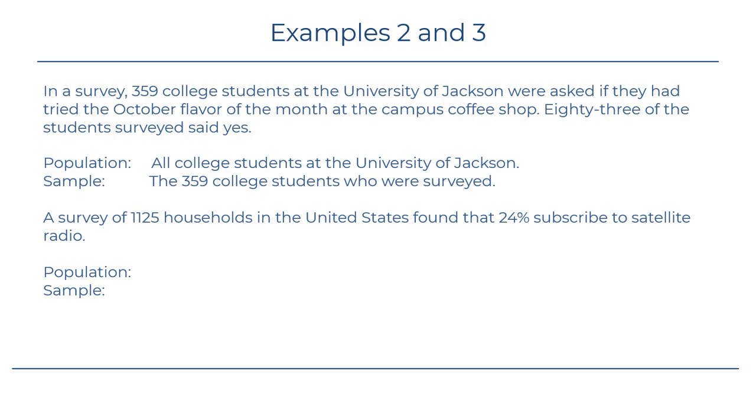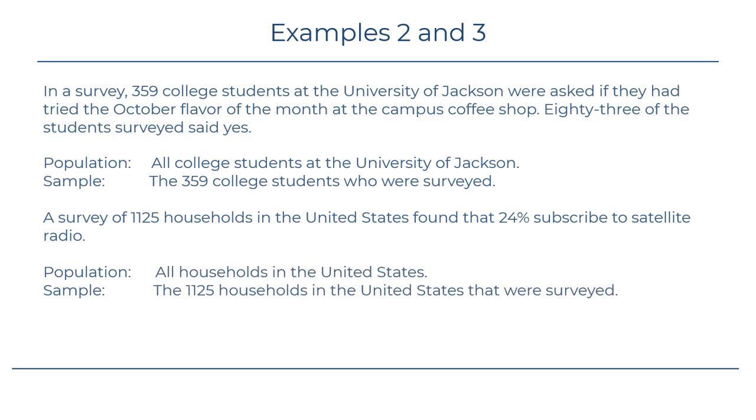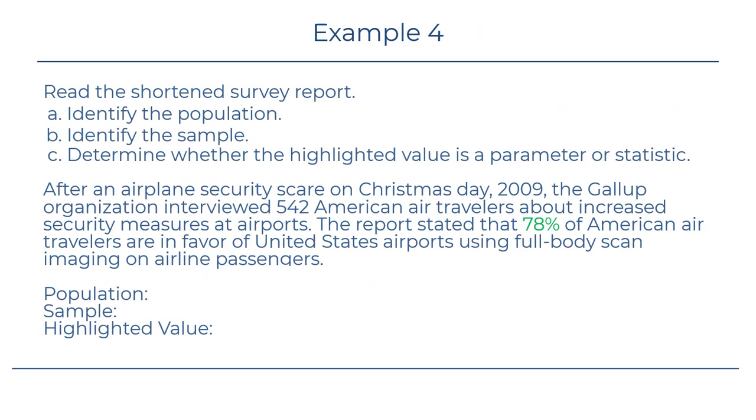For example 3, a survey of 1,125 households in the United States found that 24% subscribed to satellite radio. The population here would be households in the United States, and the sample would be the 1,125 households that were surveyed.